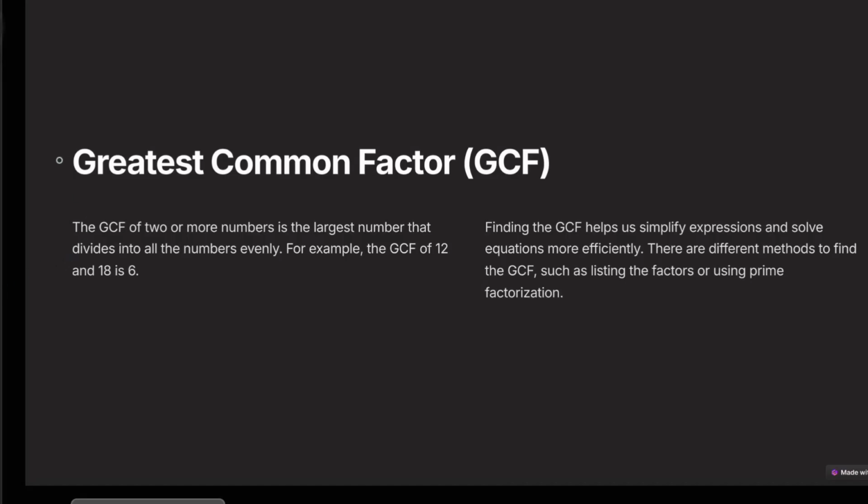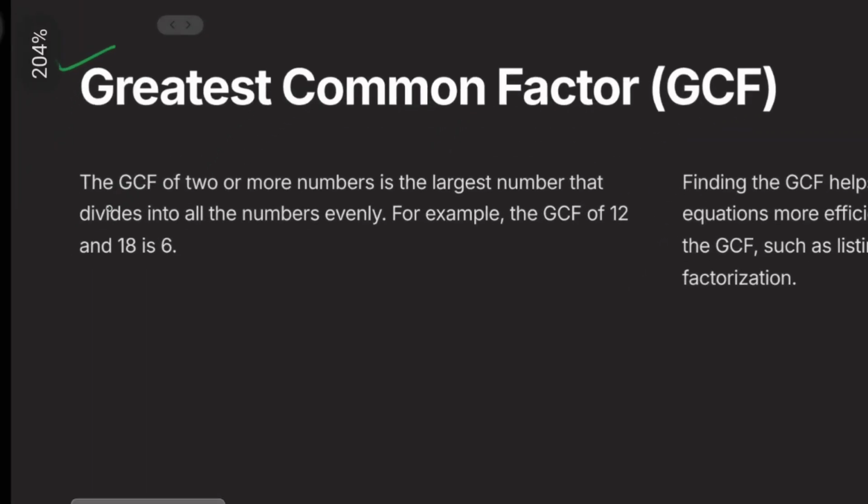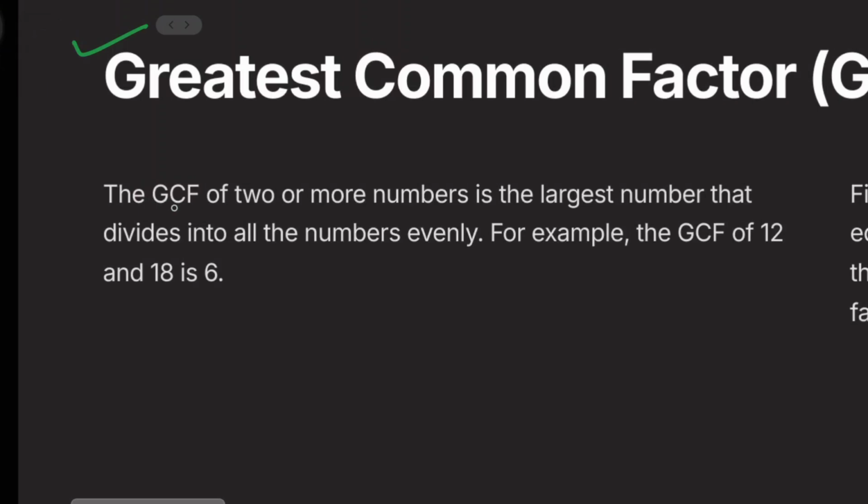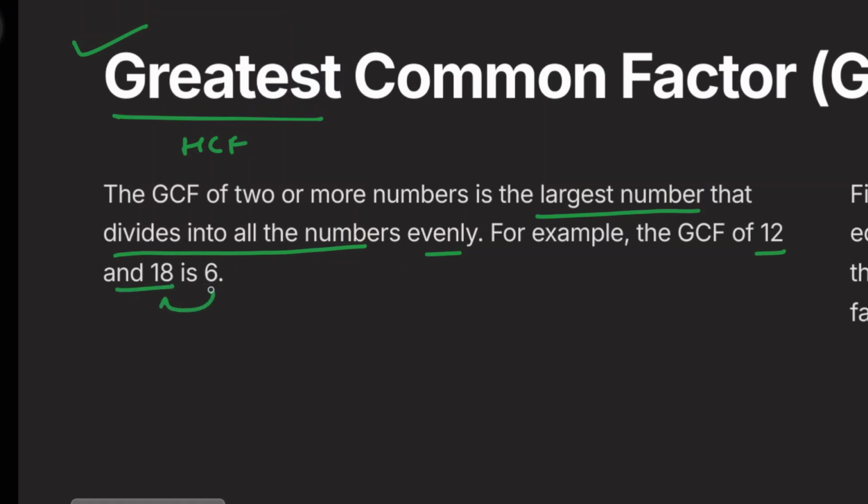As we have discussed earlier, we are going to discuss the greatest common factor in the further video. The short form of the greatest common factor is GCF, or we can also write HCF, the highest common factor. Both are the same. The GCF of two or more numbers is the largest number that divides into the numbers evenly. For example, the greatest common factor of 12 and 18 is 6.